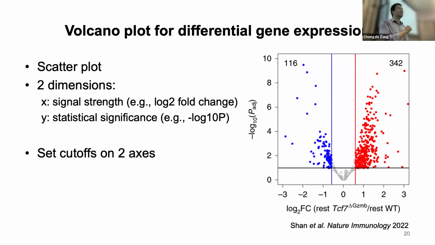For RNA-seq, we have the expression information from all the genes in the genome, so there are maybe tens of thousands of data points. But instead of looking at all of the genes, we're only interested in the differentially expressed genes. So how do we visualize differentially expressed genes in the volcano plot? Look at the two dimensions. The x-axis usually represents the signal strength, for example, the log2 scaled fold change comparing treatment versus control.